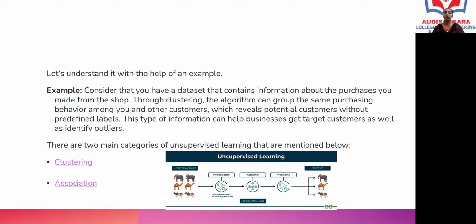An example for unsupervised machine learning: consider that you have a dataset that contains information about the purchases you made from the shop. Through clustering, the algorithm can group the same purchasing behavior among you and other customers, which reveals potential customers without predefined labels. This type of information can help businesses target customers as well as identify outliers. There are two main categories of unsupervised learning, that is clustering and association.